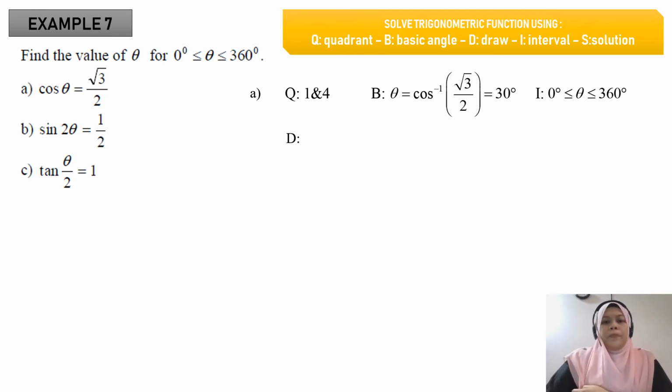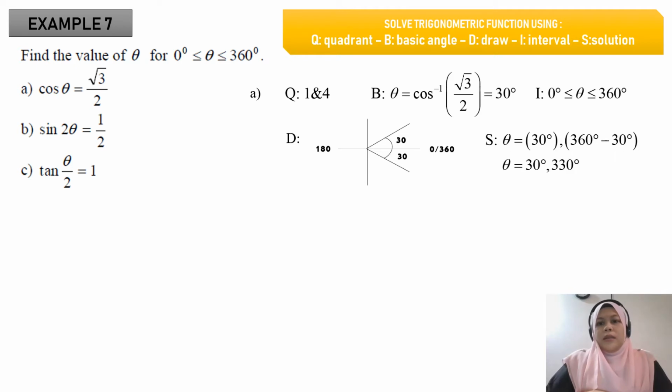Next is to draw. Drawing is very important so that you know that your quadrant must be in the first and the fourth quadrant, and the basic angle that you have is 30 degree. So when you have this drawing, you can definitely find the solution, which the solution in the first quadrant is just 0 plus 30 degree, which is 30 degree. And the solution in the fourth quadrant is just 360 minus 30 degree. You can refer to point number 2 in the first slide.